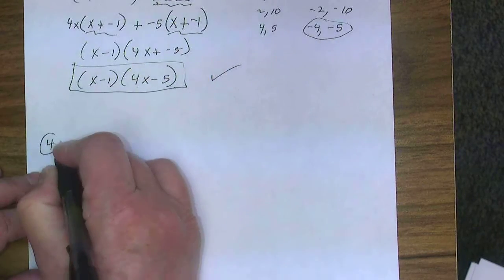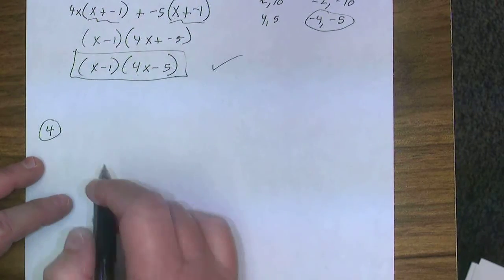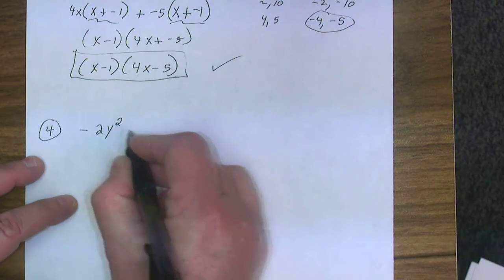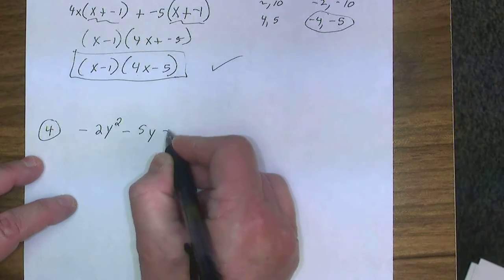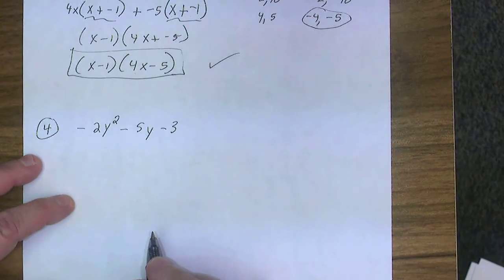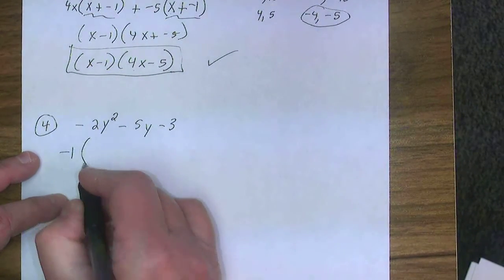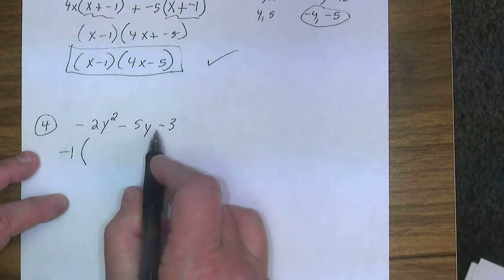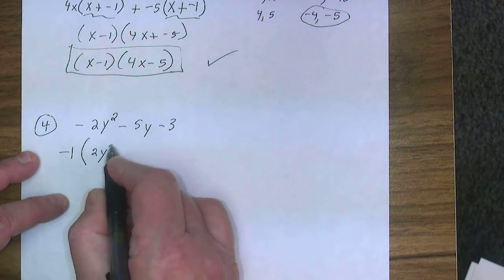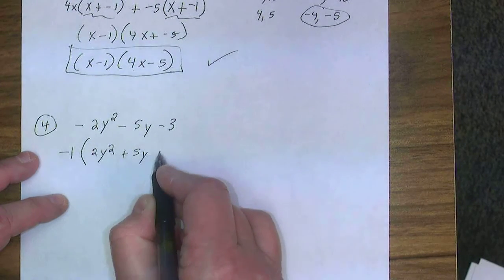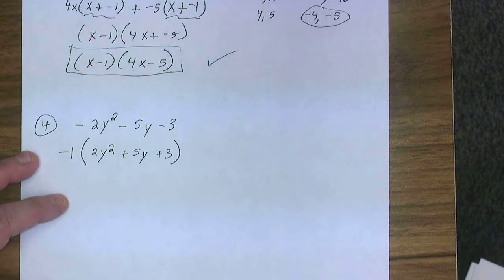Let's look at problem 4 from the guided practice. This is negative 2y squared minus 5y minus 3. Remember, when you lead off with a negative, factor out a negative 1. This will end up changing the sign of each term, so they all become positive.